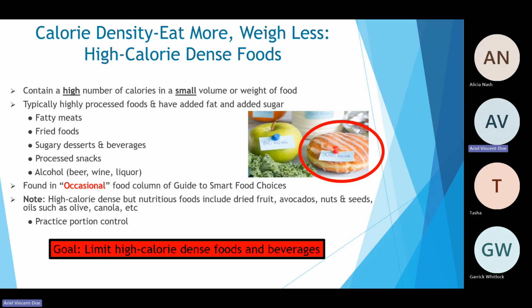So the goal for high calorie dense food is to limit them as much as possible. You don't have to completely get rid of them in your diet, but the goal is to limit them. So again, going back, the examples include fatty meats, fried foods, sugary desserts and beverages, processed snacks, alcohol, which includes beer, wine, and liquor.